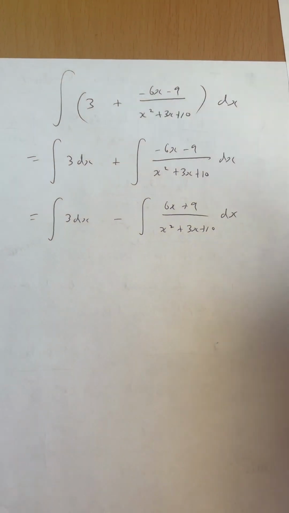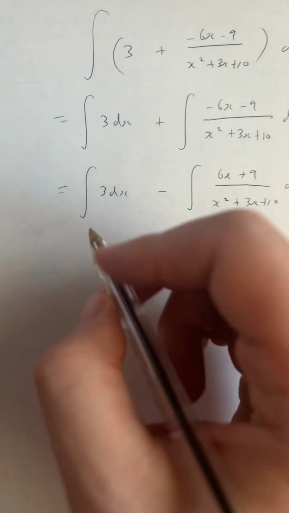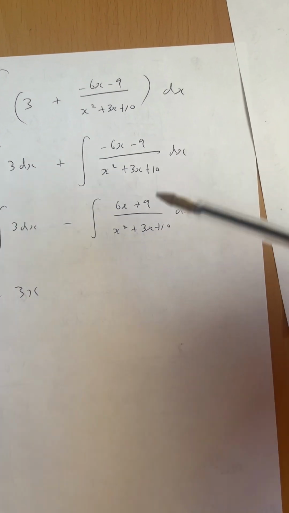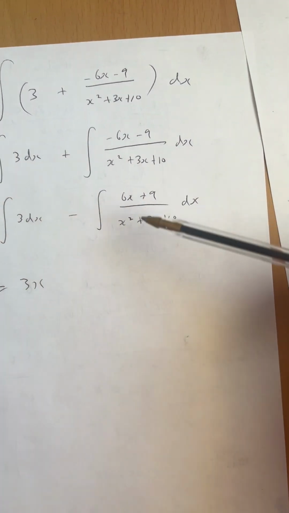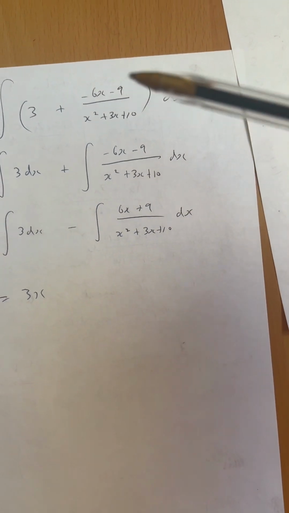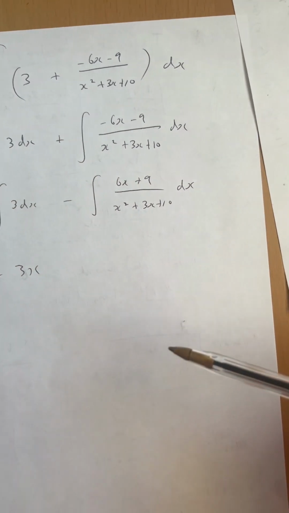So now integrating 3 is pretty straightforward. This is year 12 maths, integrating 3 with respect to x. That is going to be 3x. Now integrating this thing here, this is what we looked at yesterday in video 5. So if you're a bit stuck with what to do now, go back to video 5 in this series and you'll watch how we deal with things like this. Remember our algorithm that we followed.